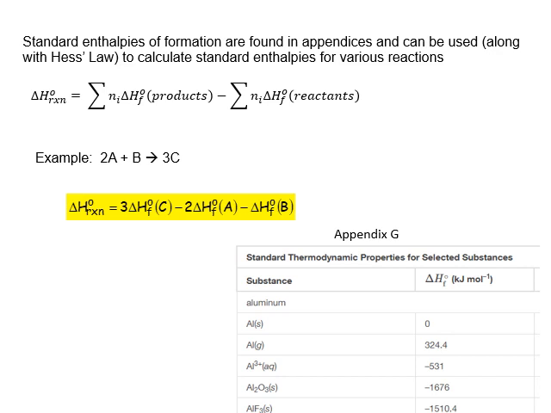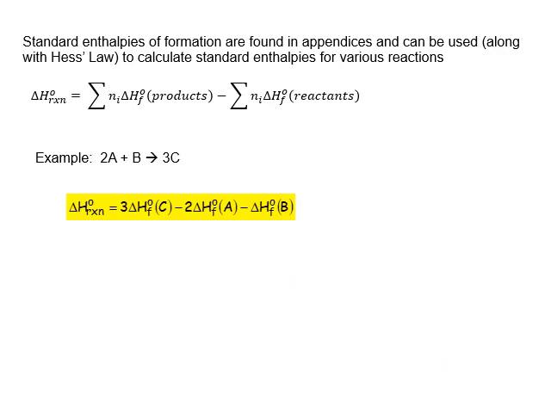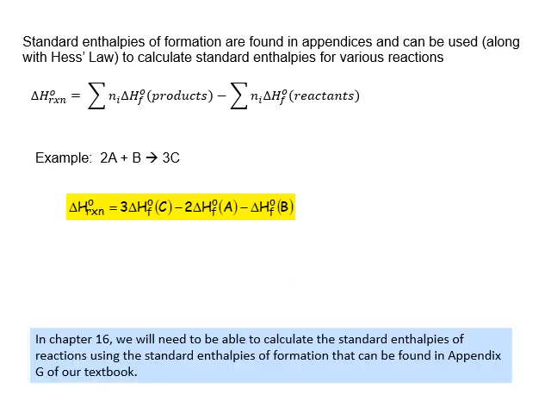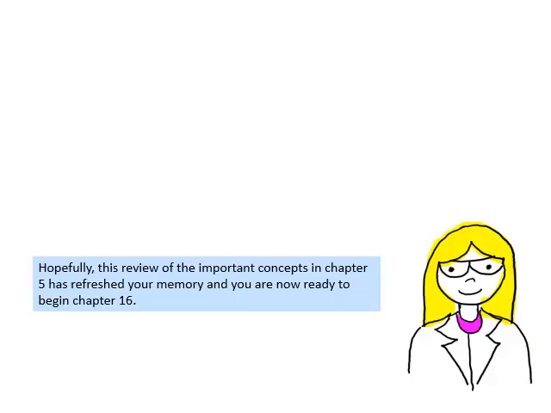In Chapter 16, we will need to be able to calculate the standard enthalpies of reaction using the standard enthalpies of formation that can be found in Appendix G of your textbook. Notice that the units for standard enthalpies of formation are kilojoules per mole. Hopefully this review of the important concepts in Chapter 5 has refreshed your memory, and you're now ready to begin Chapter 16.